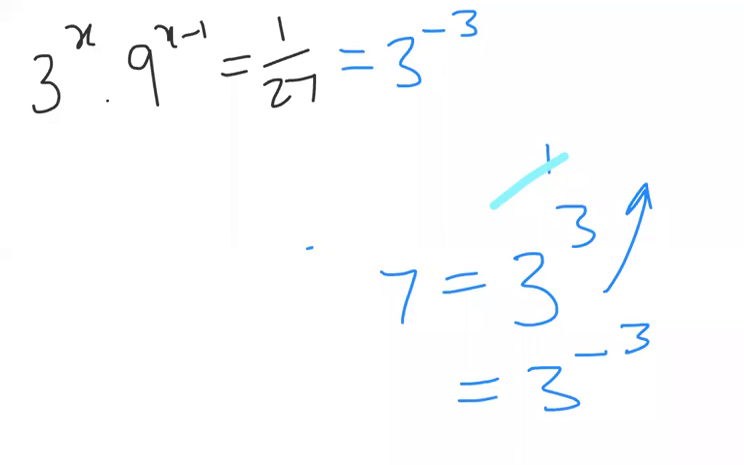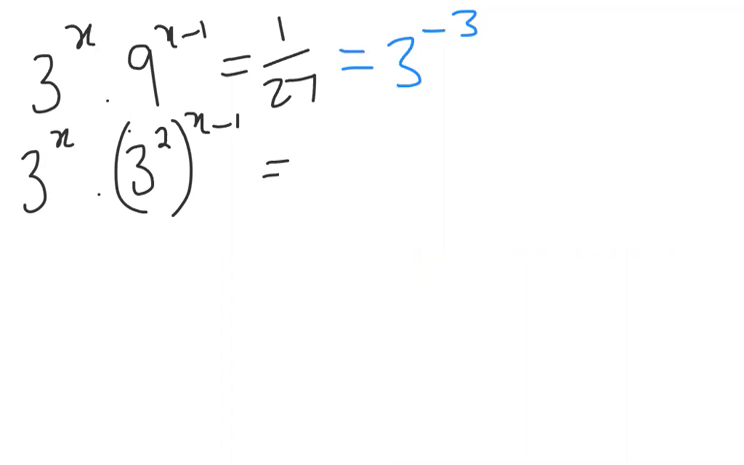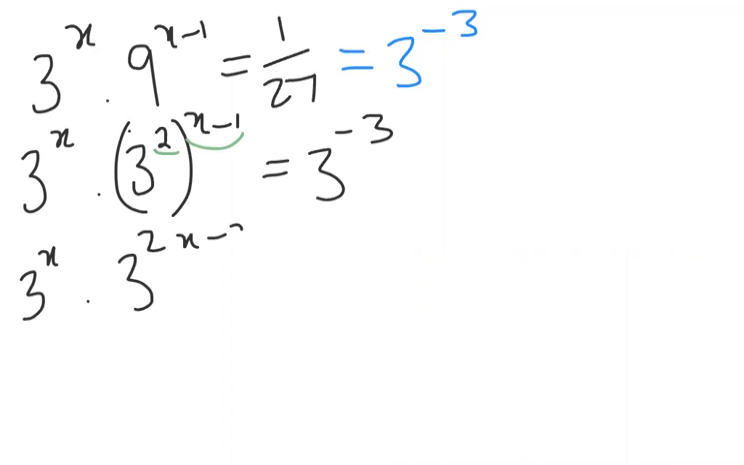I'll just remove this a little. So now let's try to simplify this more. 9 equals 3 squared. Keep it in a bracket for now. x minus 1, that equals 3 to the minus 3. It just simplifies some more. So let's multiply this 2 with the x minus 1. Then you get 2x minus 2. So let's see what else we can do. I just want to simplify the left part a bit.